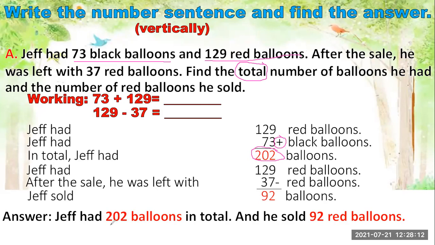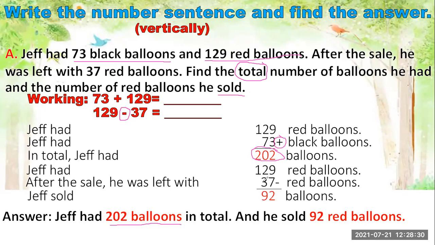Okay, so write it here, 202 balloons. And then the second question here is how many red balloons he sold. So we will use a minus sign. The operation that we will use here is a minus.